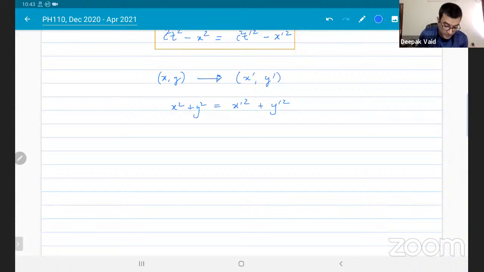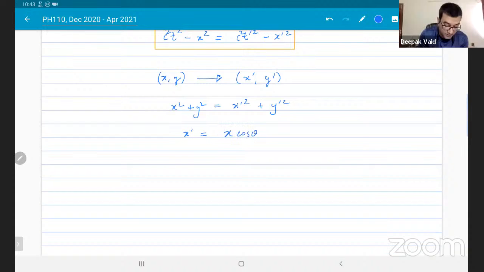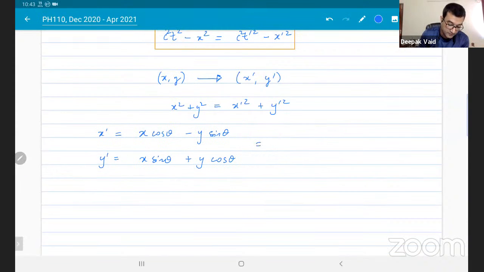one thing that would satisfy this equality is if you have x prime equal to x times cosine theta minus y times sine theta, and y prime equal to x times sine theta plus y times cosine theta. What is this? This is a rotation, right? Cosine theta, minus sine theta, sine theta. So I can write it as a matrix like this.